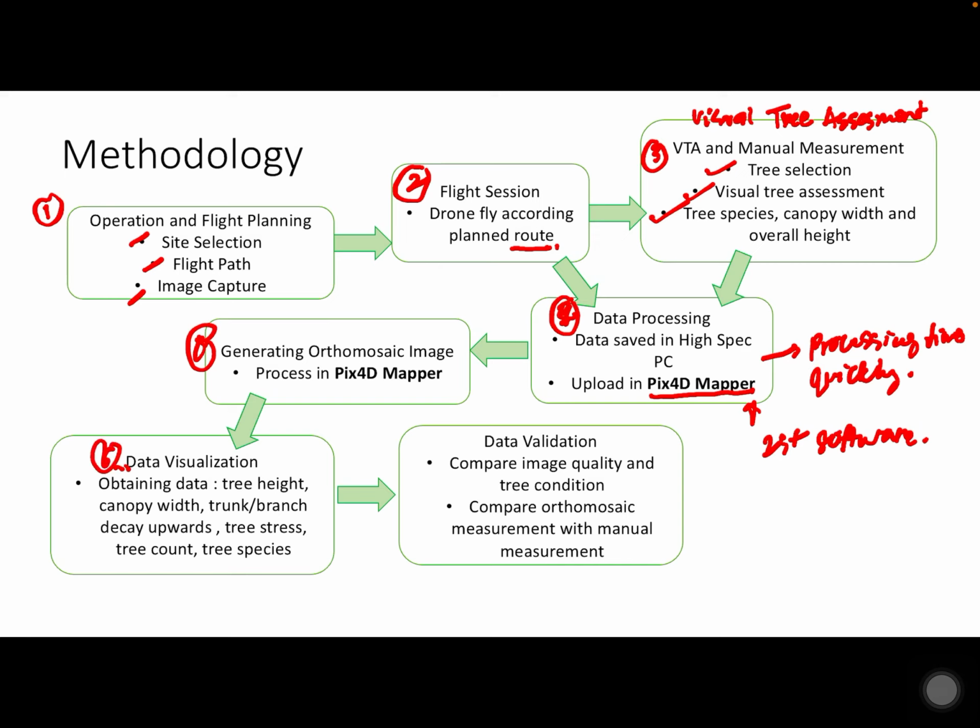By obtaining the data, we have the tree height, the canopy width, the trunk and branch decay, the tree stress, tree count, and the tree species. And going back to the data validation, what we have done from the ground, we compare data validation, the image quality and the tree condition itself, and we compare orthomosaic measurement with manual measurement.